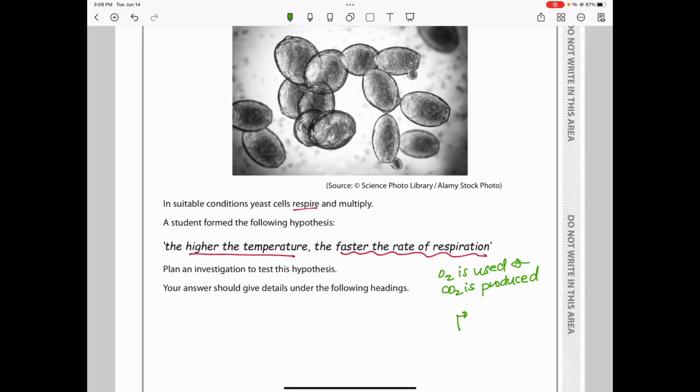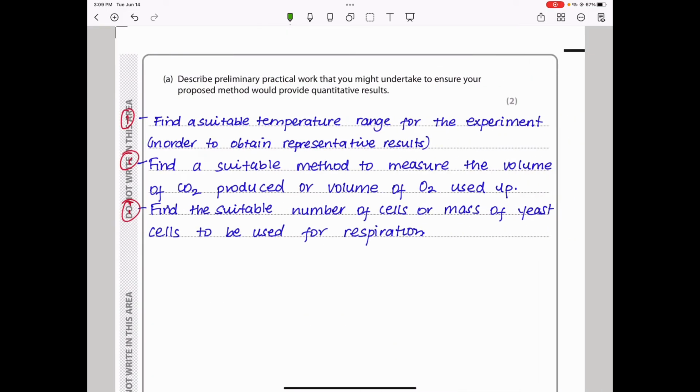So I will go straight to the first part of question 4. It says, describe preliminary practical work. When they say preliminary practical work, this means before you do the major experiment, you have to know something. For example, you have to determine which species you are going to use, how old they should be, what conditions you are going to use, what temperature, what the pH is going to be, how many different organisms you are going to use, what volume of oxygen you need. All those things are determined in the preliminary practical work. So here when they say describe preliminary practical work that you might undertake to ensure your proposed method would provide quantitative results, you have to find a suitable temperature range for the experiment in order to obtain representative results.